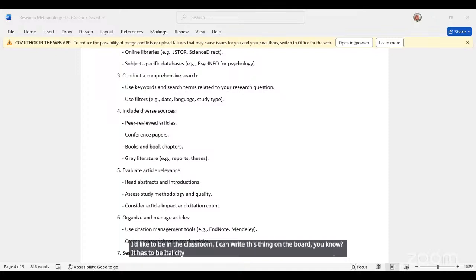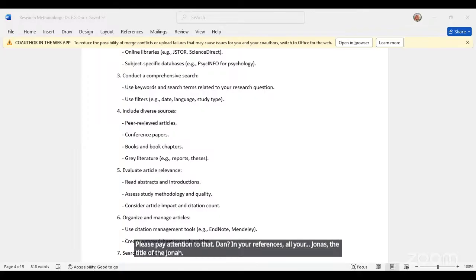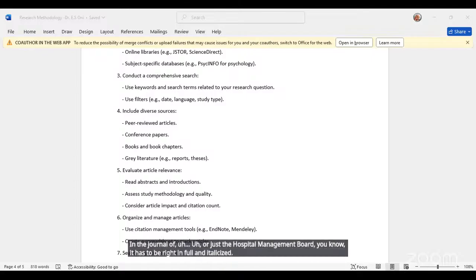Remember what I told you about in-text citation, that all the authors in your in-text citation must be italicized. Please pay attention to that. Then, in your references, all your journal titles, if it is the Journal of Hospital Management Board, it has to be written in full and italicized.